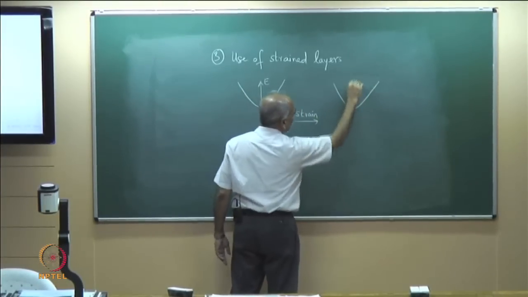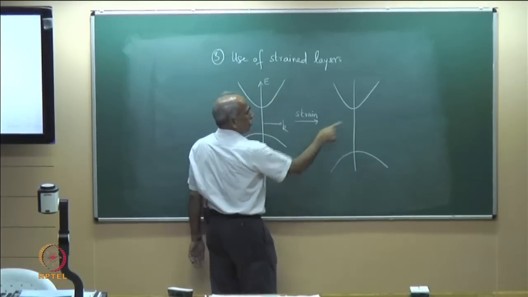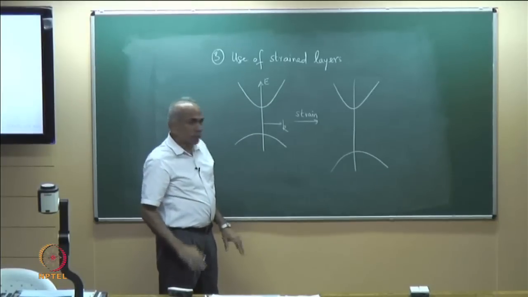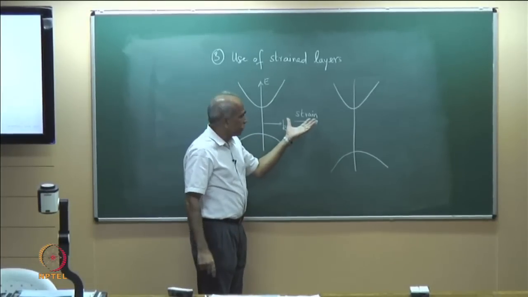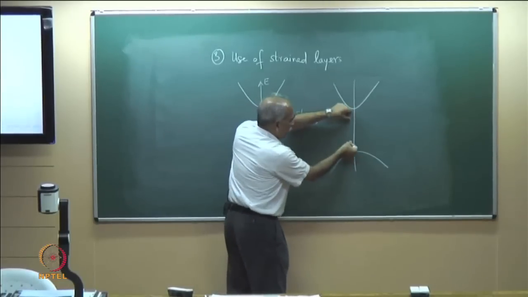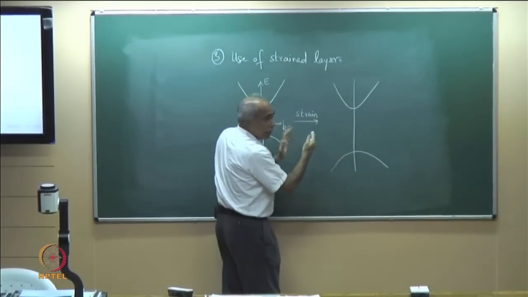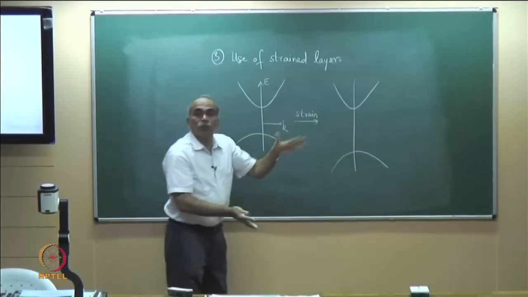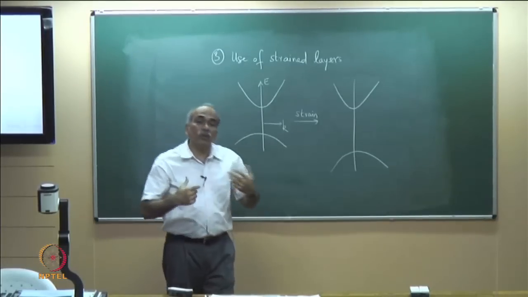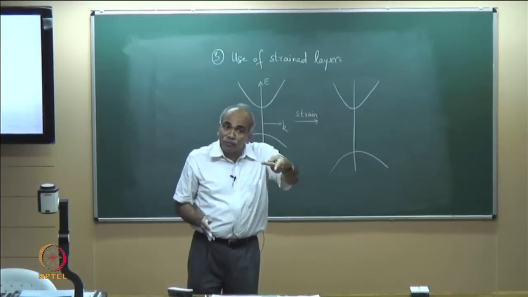First, the simple picture. The band gap could change, meaning it could become larger or smaller, depending on the material system. If the strain is compressive, the band gap becomes larger; if the strain is tensile, the band gap becomes smaller. So, by control of strain, how can you control strain? Strain can be controlled by choosing the lattice mismatch.